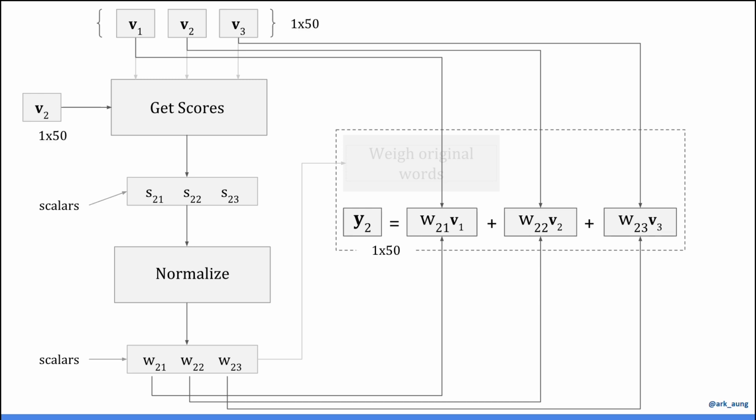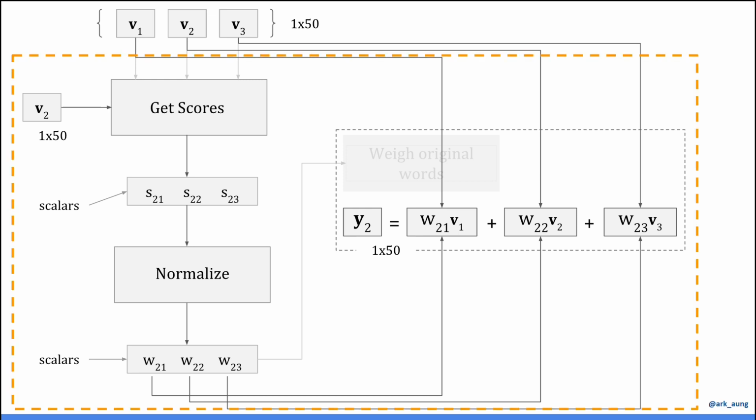And I want to reiterate the dimensions. The original word vectors are of dimension 1 by 50, each of them. The vector v2, which is the word of interest, is also 1 by 50, but the scores and the weights are all scalars. And the final word vector, Y2, is also of dimension 1 by 50. And this thing that I boxed in, this dashed orange box, is essentially an attention mechanism, or to be more precise, a self-attention mechanism.